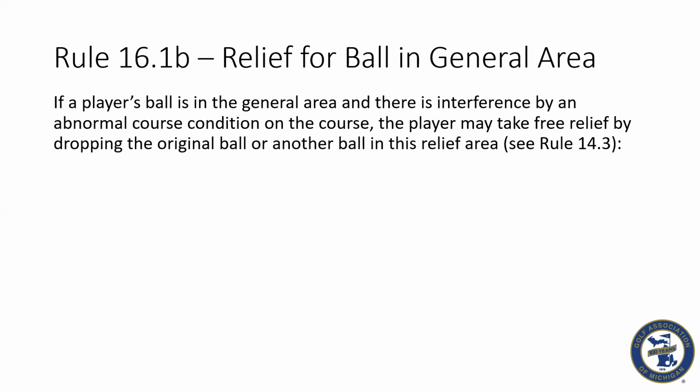All right, so we're going to talk about how to take relief from these areas. We'll start in the general area. If the player's ball is in the general area and there's interference by the abnormal course condition, the player may take relief. So a lot of these, the player has the option to play from. As we know, players' balls in ground under repair, they have the option to play it or they can take relief. It's really up to the player.